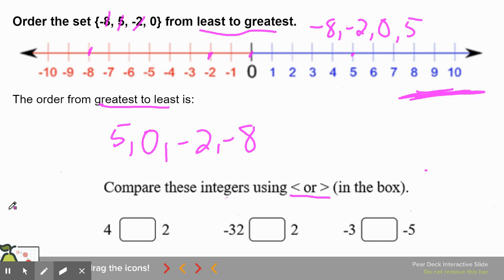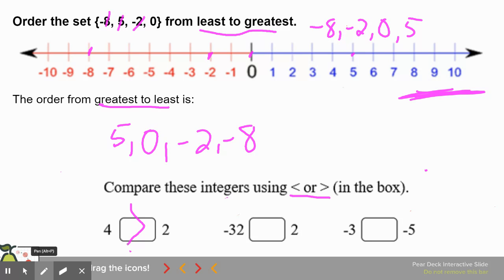I have 4 and I have 2. Well, we're not going to change up anything with positive numbers. Think of this. Would you rather have $4 or $2? I personally want more money, so I would want the $4. So 4, sorry, that's a terrible sign. Let's try that again. A little better. 4 is greater than 2.